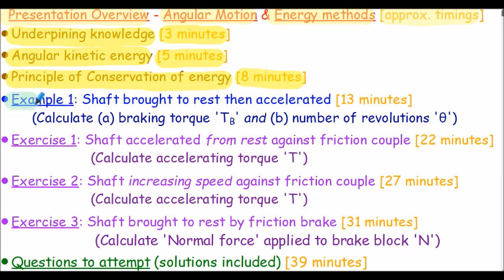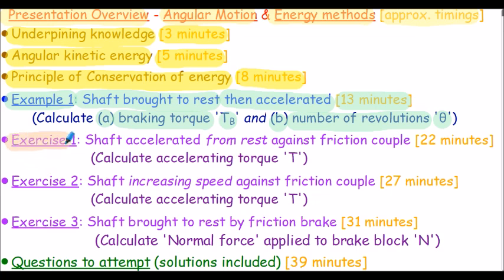Example 1 shows illustration of the above techniques by considering a shaft initially brought to rest and then accelerated back to its original speed. Example 1 commences 13 minutes into the presentation and is in two parts. Part A, we have to calculate the braking torque required to bring the shaft to rest, and Part B, we calculate the number of revolutions turned through to regain full speed. Then there are a series of exercises.